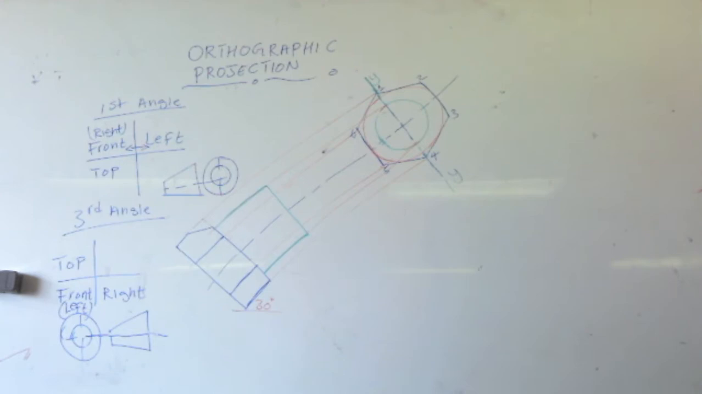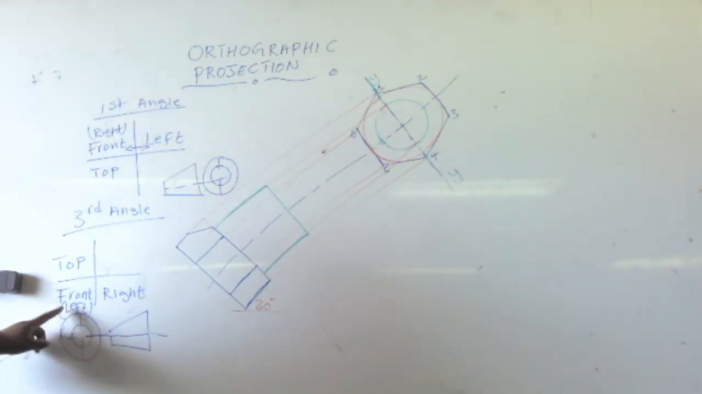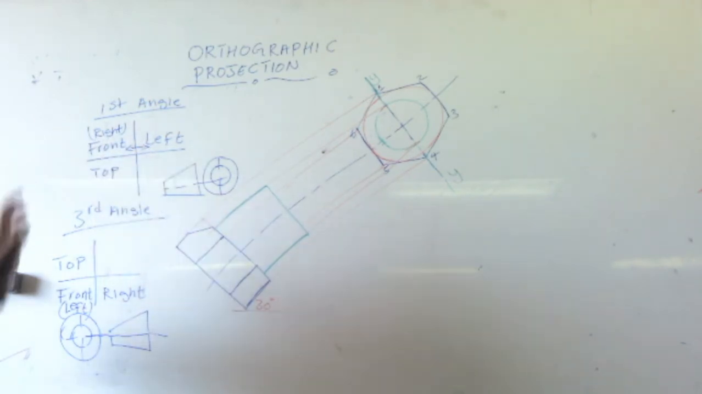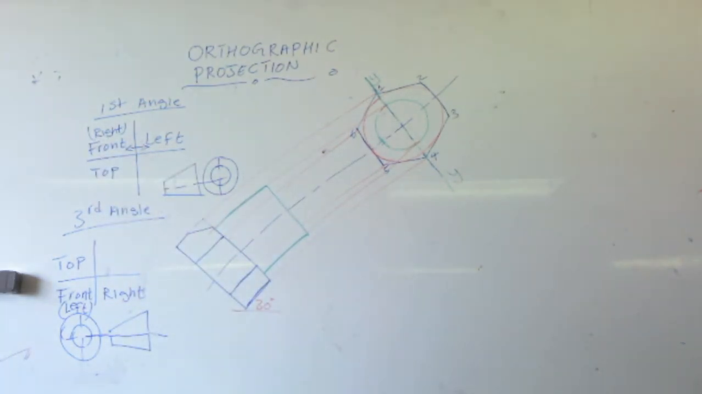So immediately you are viewing your front from the left side, then you are doing it in third angle projection, because the front in third angle projection is a left view, and the front in first angle projection is a right view. Clear? Yes, ma'am.